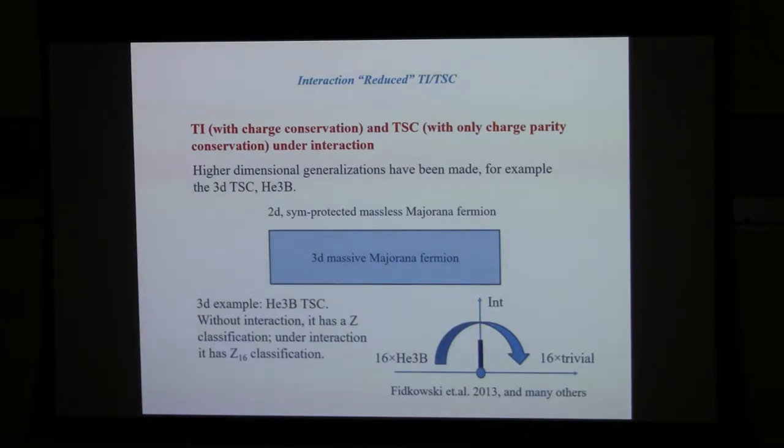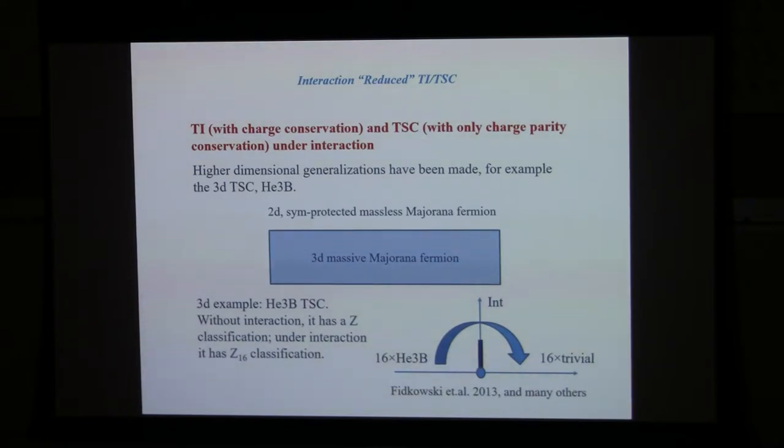For the helium-3B state, the bulk is fully gapped and non-degenerate, and in some limit it can be described by a three-dimensional massive Majorana fermion. Its boundary is a two-dimensional massless Majorana fermion, and it's massless protected by time inversal symmetry. As long as I preserve time inversal symmetry, the boundary must be gapless and must be a two-dimensional massless Majorana fermion.